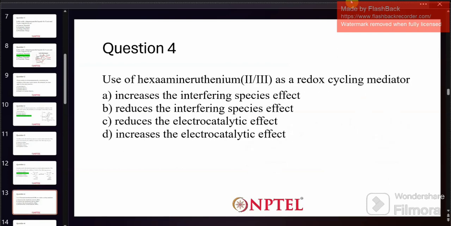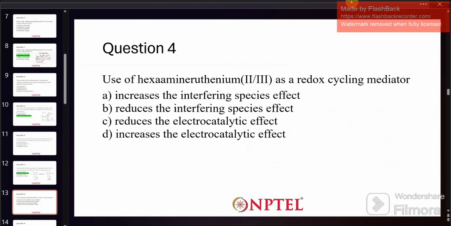So, the first question is basically why are we using ruthenium as a redox cycling mediator. So why are we using it? To increase the interfering species effect, to reduce the interfering species effect, to reduce the electrocatalytic effect, or to increase the electrocatalytic effect?